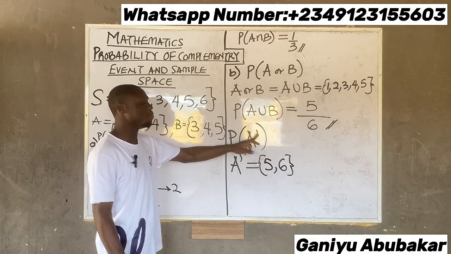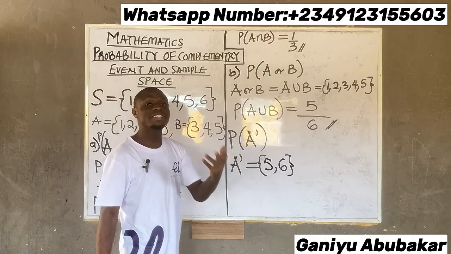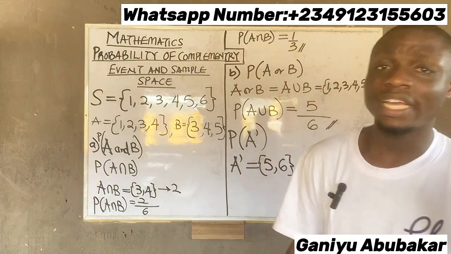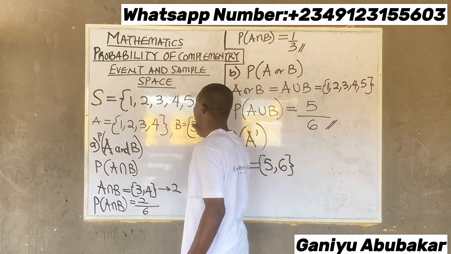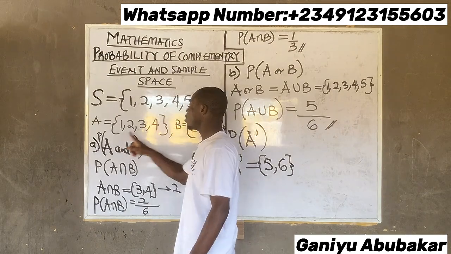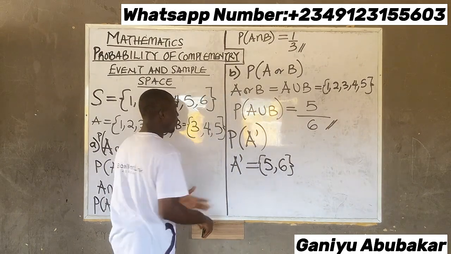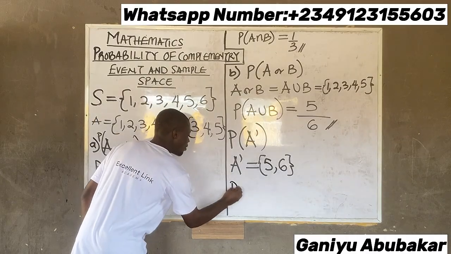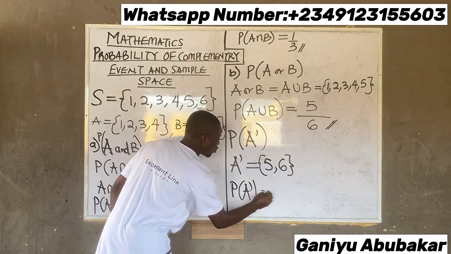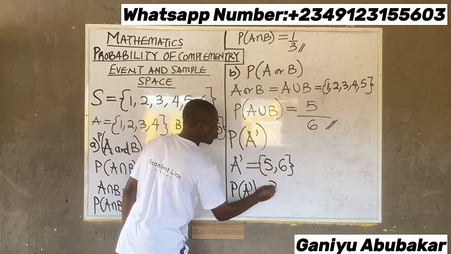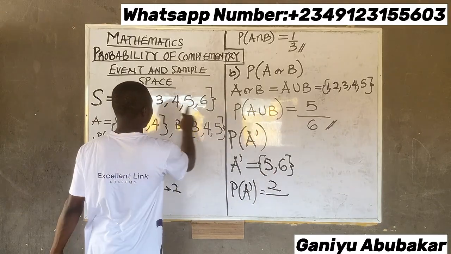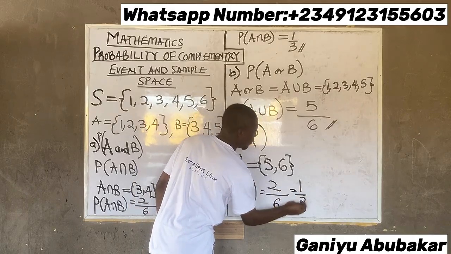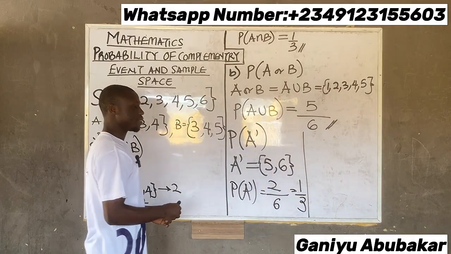5 and 6 are in the sample space but not in A. That is the meaning of complement. Complement means write out all the elements in the sample space that are not in A. So 5 and 6 are in the sample space but not in A. That becomes the complement of A. So the probability of A complement becomes how many is here? That's 2, over the sample space, which is 6. This gives you 1 over 3. That is for this case.